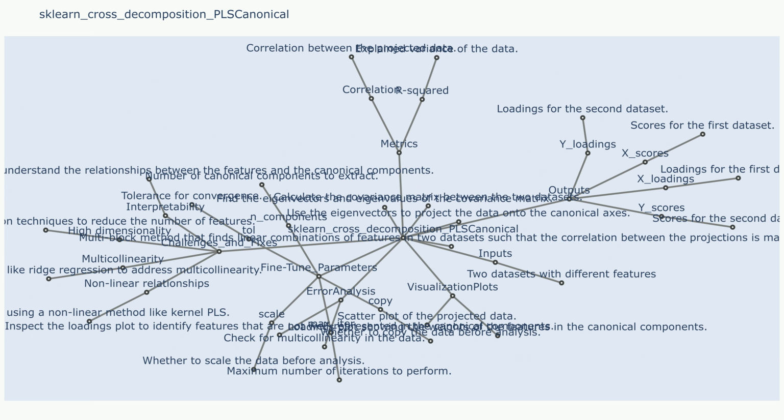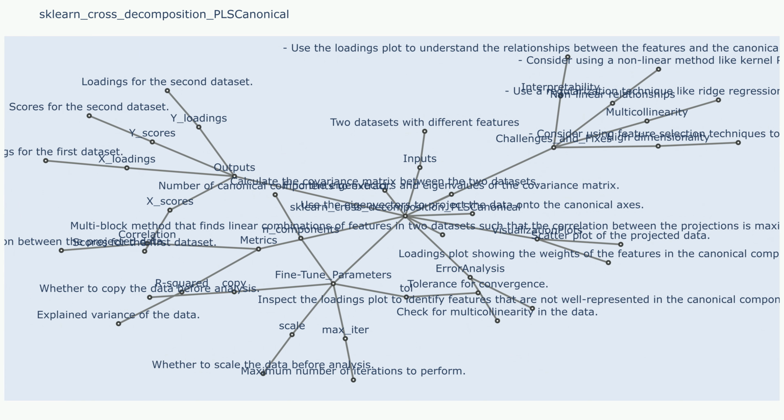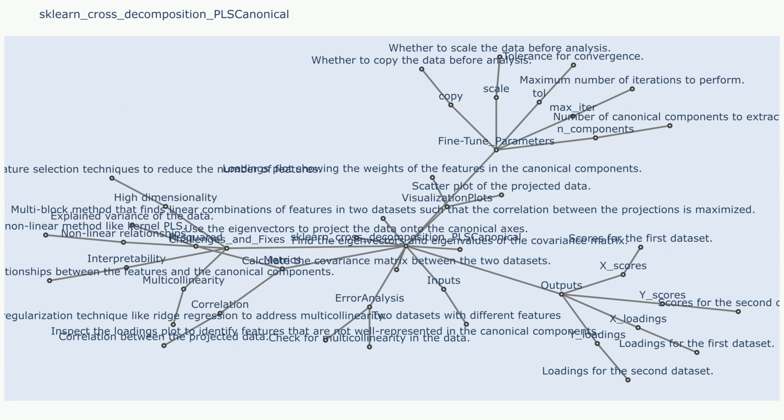Challenges and fixes. Challenge 1: The data may be highly correlated, leading to unstable results. Sample use case that resulted in challenge 1: a dataset with multiple highly correlated features. Fixes to challenge 1: Use a regularization technique, such as ridge regression. Select a smaller number of components.